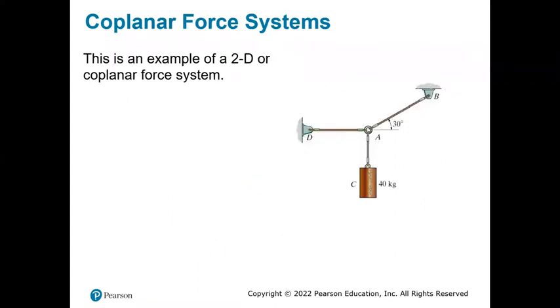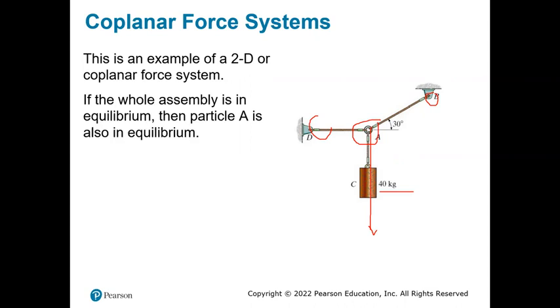So let's look into the coplanar force systems. Let's look into a 3D example which has a coplanar force system. So what are coplanar force systems? So we have a point A. So the A is attached over here, and then it is attached to points B and B, and then we have the weight downwards with the C, which is 40 kilograms. So what do we do? If this whole assembly is in equilibrium, that particle A also should be.